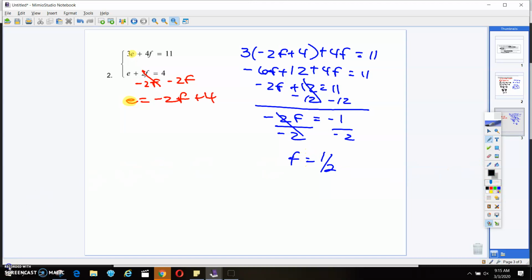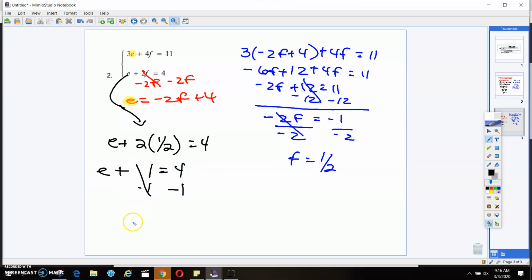Questions on that so far? I'm going to take 1/2 and plug it into the second equation. So that's going to give me e plus 2 times 1/2 plus 4 equals 4. Okay, so this equation is what we plugged into. So 2 times 1/2 gives us 1. And then if I'm solving for e, I'm going to subtract 1 from both sides. And so e is going to equal 3.